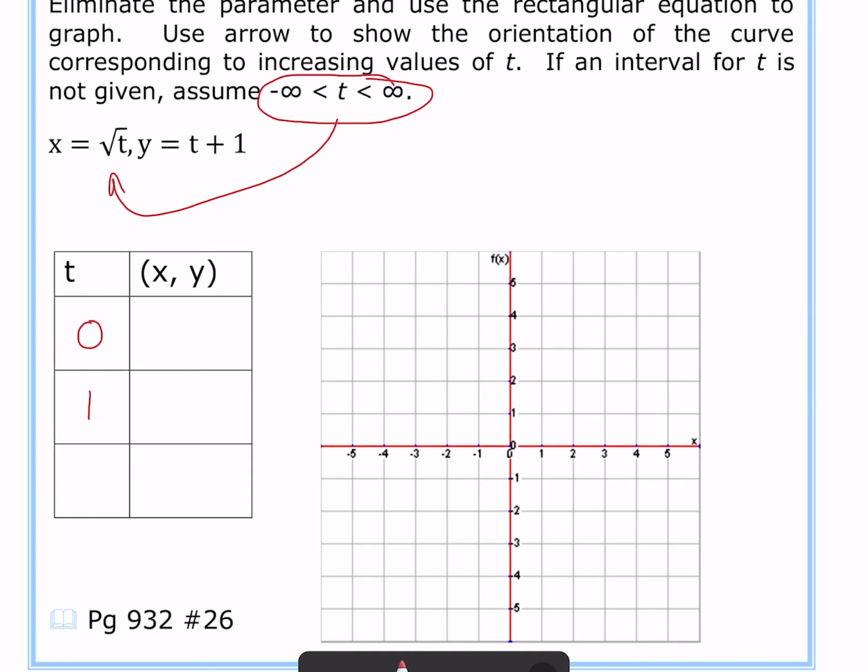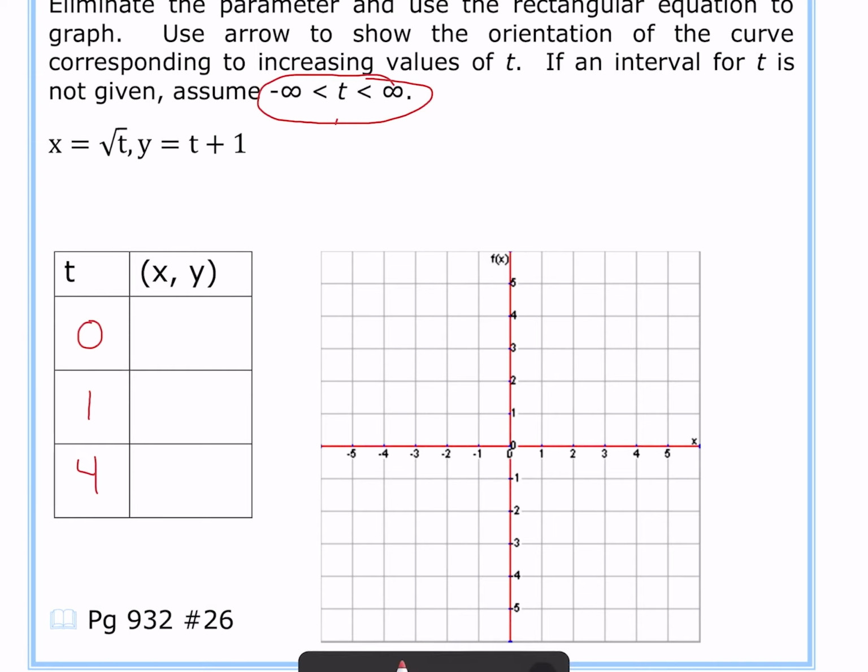And then, what number do you think we should plug in next? Choose something convenient. How about something that is square rootable, like a 4? Okay, you can go through and generate the rest of those points and plot them in a particular order, draw some little arrows, that's great. What I want to focus on next is the process of eliminating the parameter so that we can do that on our own.